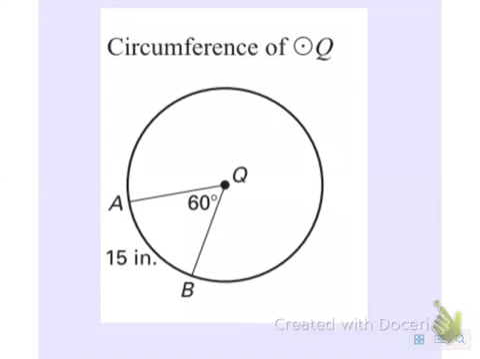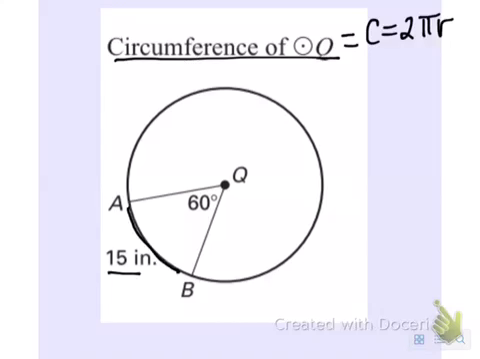In this example, they want me to find the circumference of circle Q. In order to find the circumference, I need to know the radius, because the circumference formula is circumference equals 2 pi r. And I notice from this problem that I don't know the radius. I know that the arc length from A to B is 15 inches, and I know that the central angle is 60. So I'm going to say the arc length is 15 inches.